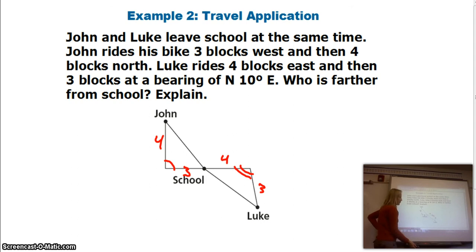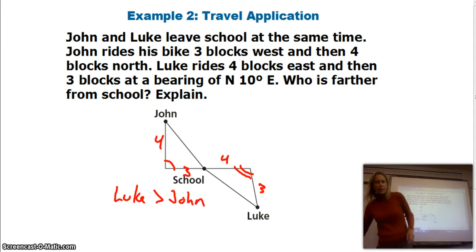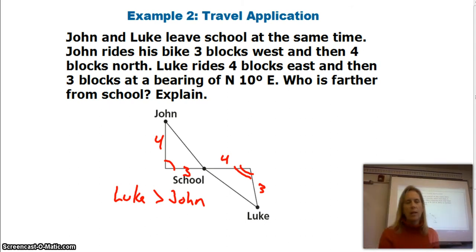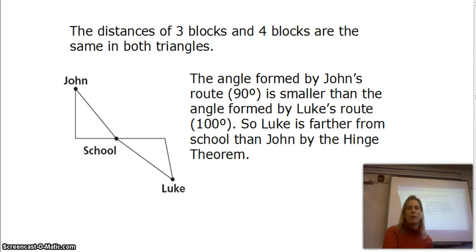It looks like this is larger, which would lead us to believe that Luke's distance is longer, which means he has to work harder. The distance is greater than John's, because it's 100 degrees, not 90 degrees. Would this be the hinge theorem or the converse of the hinge? Okay, so let's see what is stated. The angle formed by John's route is 90 degrees, which is smaller than that formed by Luke's route of 100 degrees, so Luke is farther.